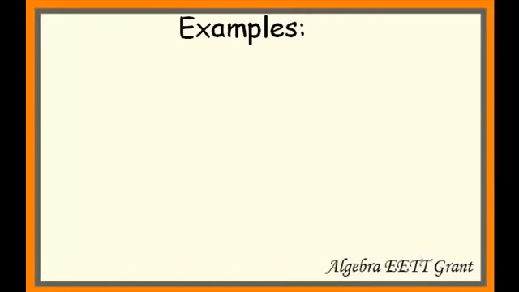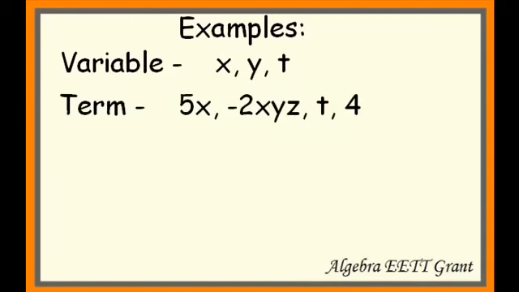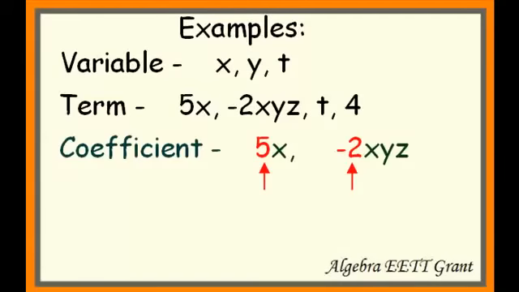Now here's some examples of each one of those things. A variable, an example would be like x, y, or t. It's just a letter we put in place of an unknown. A term would be a collection of variables and coefficients, so like 5x, negative 2xyz, t, or 4. Now a coefficient, that is the number that's placed in front of either one variable or a set of variables, that monomial term. So the coefficients in these cases would be 5 and negative 2.